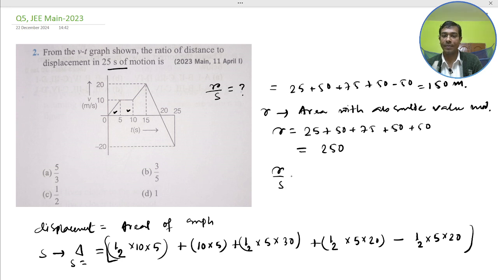So you have to find the r by s ratio. So 250 by 150, which is basically 5 by 3. So 5 by 3, option A, would be our correct answer.